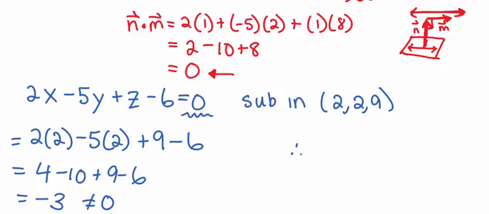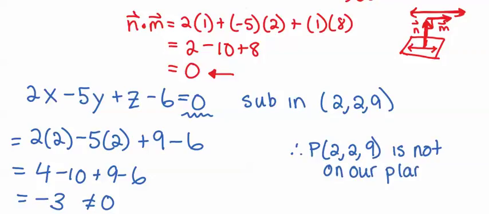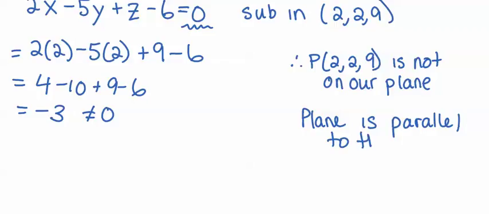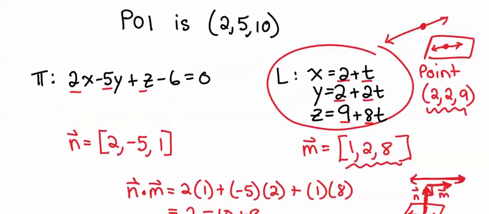So therefore the point 2, 2, 9 is not on our plane. And that means that the plane is parallel to the line. So both are parallel because that point 2, 2, 9 is not on our plane. Cool. There was another way we could have done that, just saying.